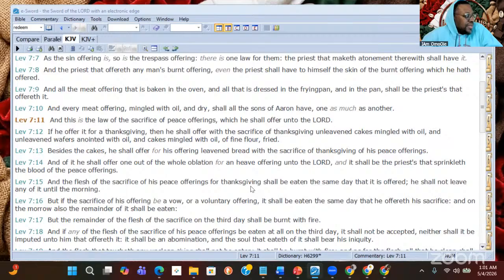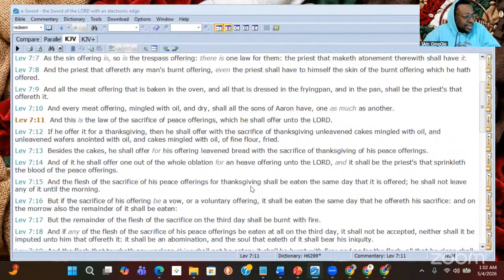And if he offer it for a thanksgiving, then he shall offer with the sacrifice of thanksgiving unleavened cakes mingled with oil, and unleavened wafers anointed with oil, and cakes mingled with oil of fine flour fried. Besides the cakes, he shall offer for his offering leavened bread, the sacrifice of thanksgiving, of his peace offerings. And of it he shall offer one out of the whole oblation for an heave offering unto Jehovah.